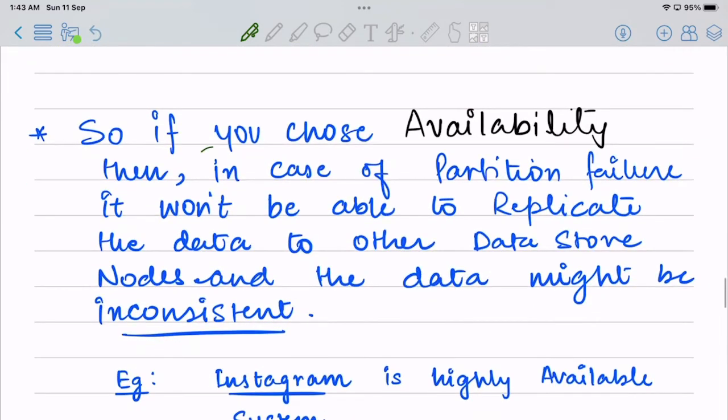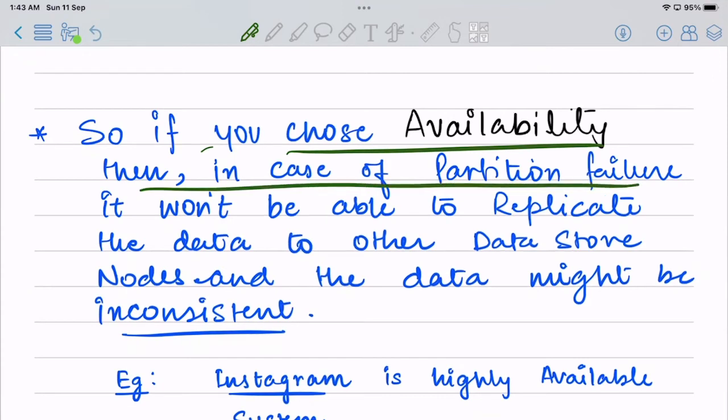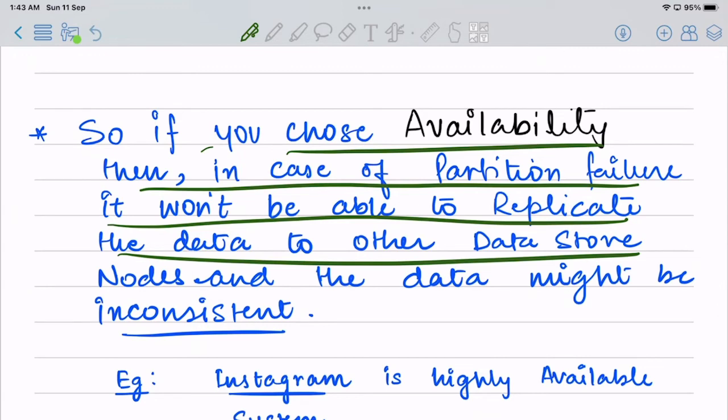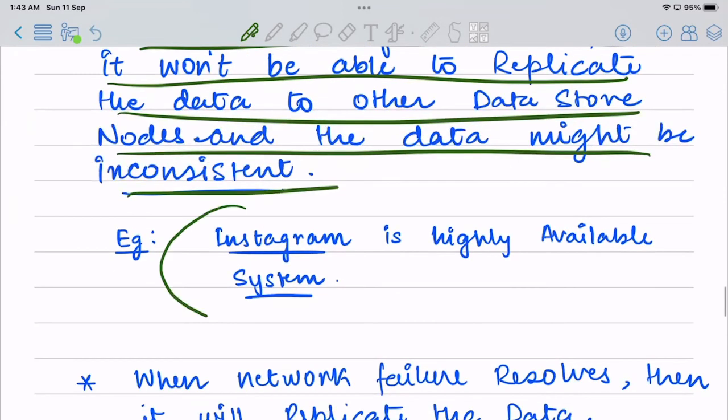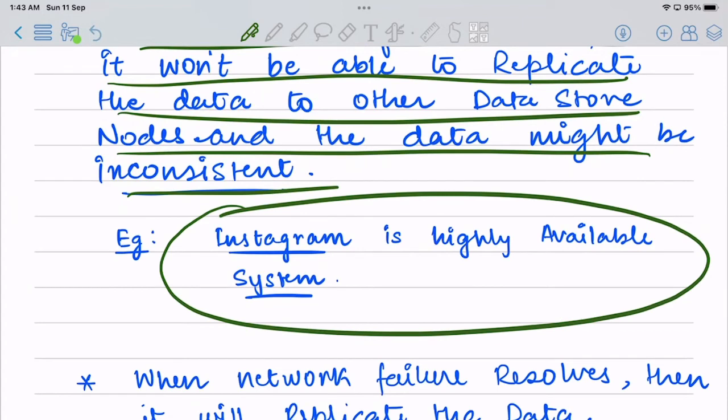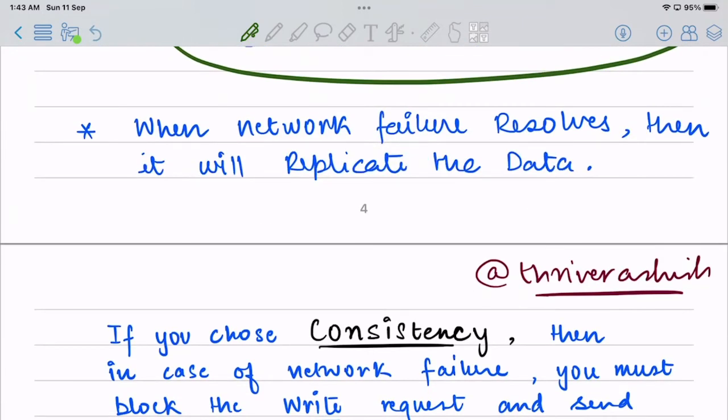So if you choose availability, then in case of partition failure, it won't be able to replicate the data to other store nodes, and the data might be inconsistent, which I explained. Like the example which I gave, Instagram is a highly available system, and when the network failure resolves, it will replicate the data. Obviously, you have written on a few servers where the data is present, and on a few servers it's not present, but whenever that is resolved, it will replicate the data.